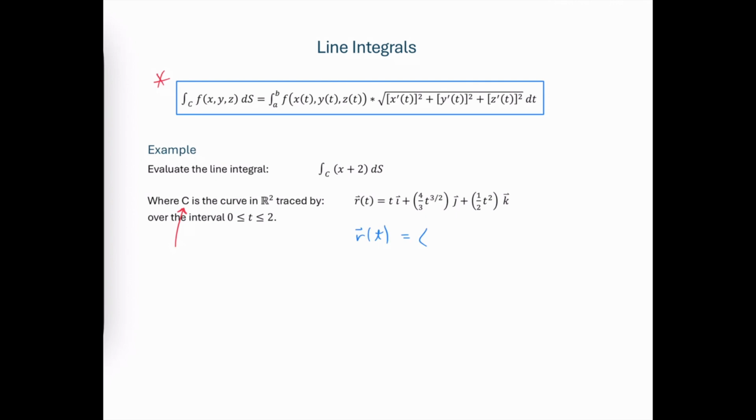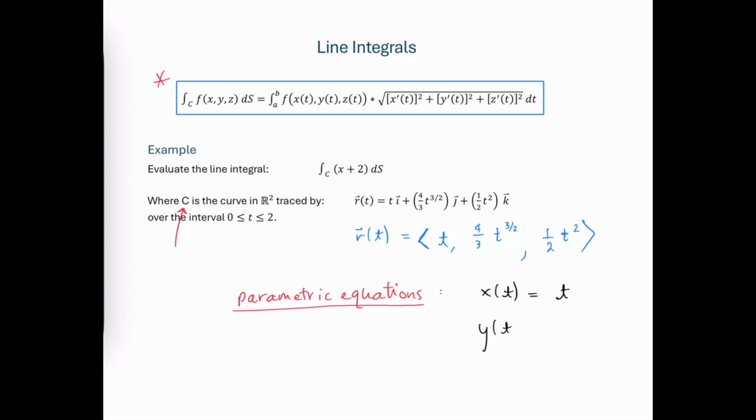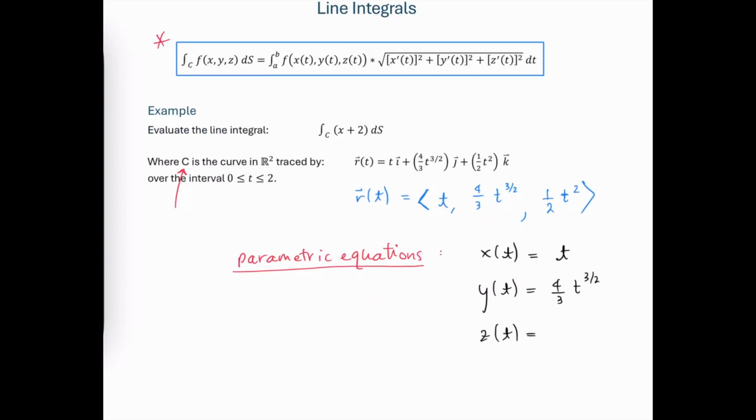The function r at t is the vector function that traces out that curve C in three-dimensional space. And this vector function is what we can use to determine the parametric equations for that curve. So in this case, we see that the parametric equation for x is just t. The parametric equation for y is 4/3 t to the 3/2, and the parametric equation for z is t squared over 2.